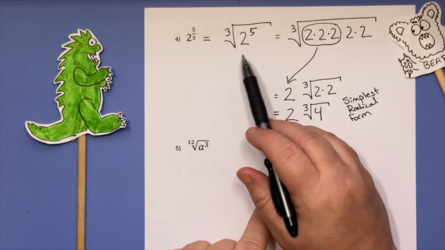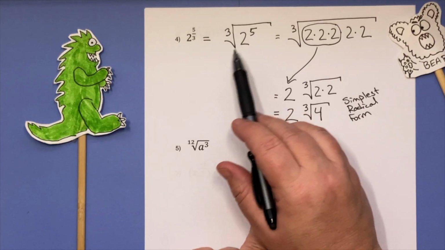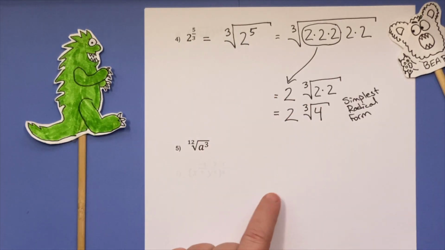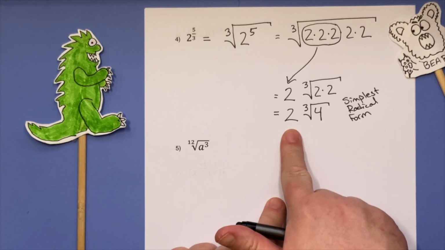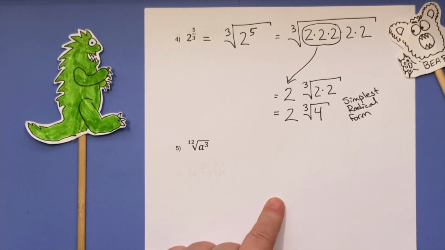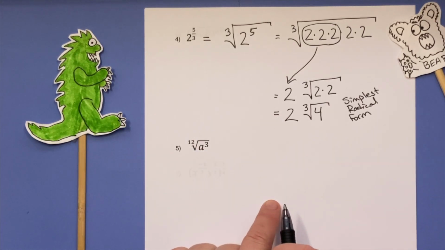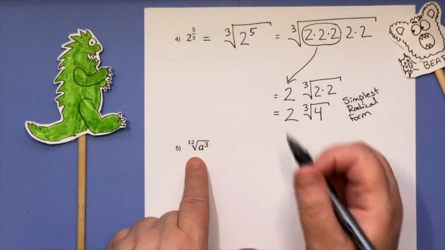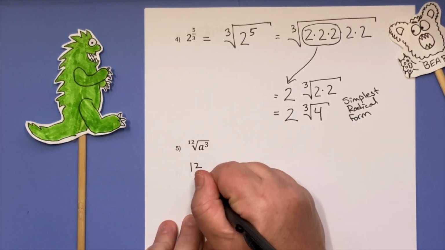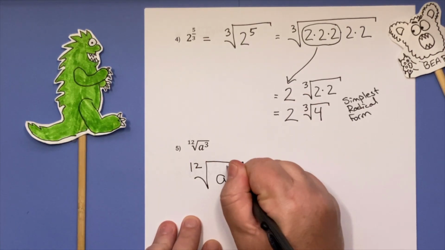So if anything, like this 2 to the 5th, which is actually 32. What's the cube root of 32? It turns out it's 2 times the cube root of 4, oddly enough. So what about number 5? Number 5 seems very simple. It's similar. I've got the 12th root of a cubed.